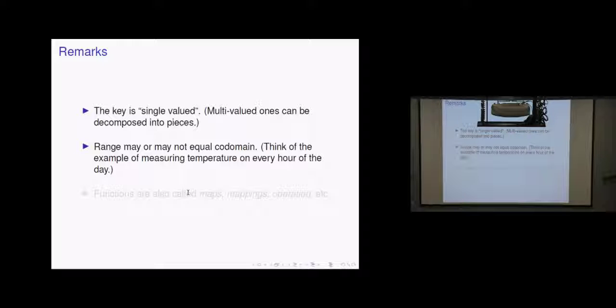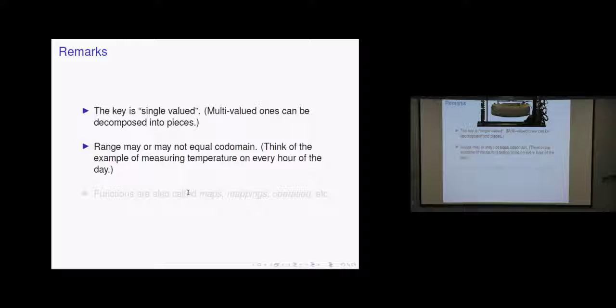So I have 24 data points, and then the value will be the temperature I measure. So this is a function. At every time I have exactly one value. Okay. Now, the codomain is probably from 25 to 35.